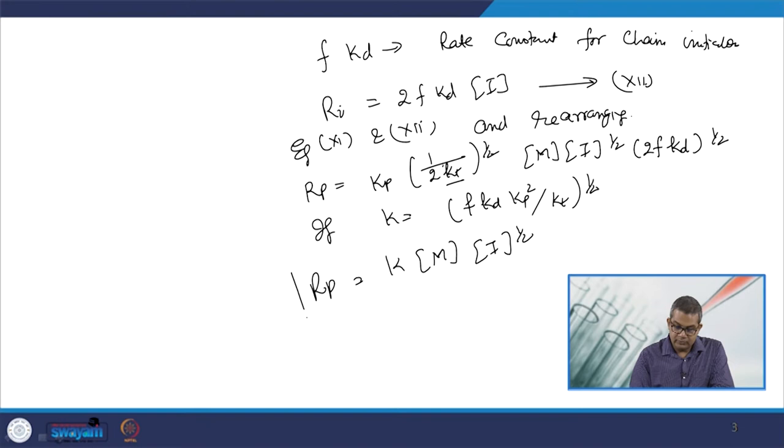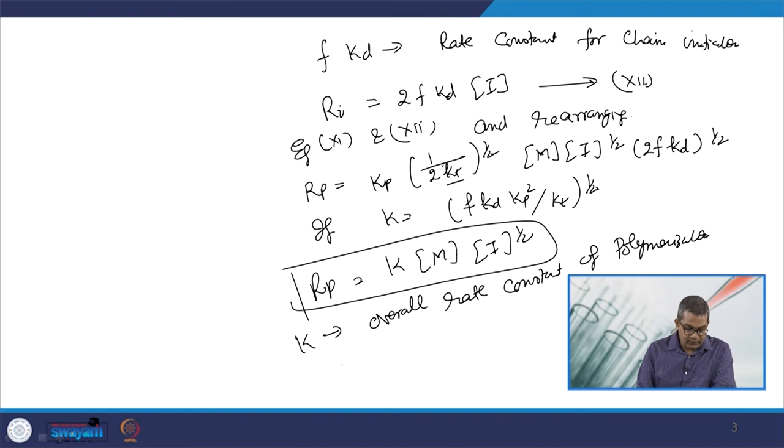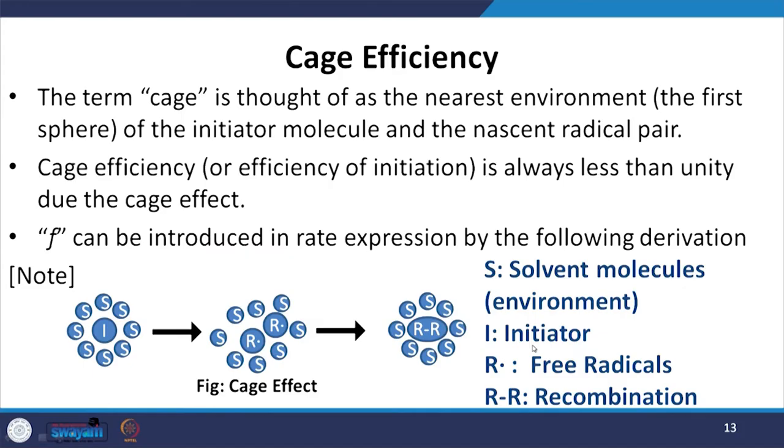Now, k is called the overall rate constant of polymerization. Now, the value of k is taken differently in different literature. It can also be multiplied by 2, if Ri is equal to Rt, we take Ri as equal to 2 f kd [I], then k is equal to 2 f kd upon kt. So, this is the generalized equation, which represents the rate constant.